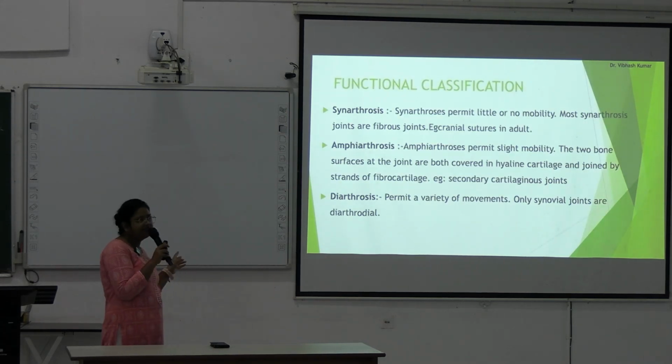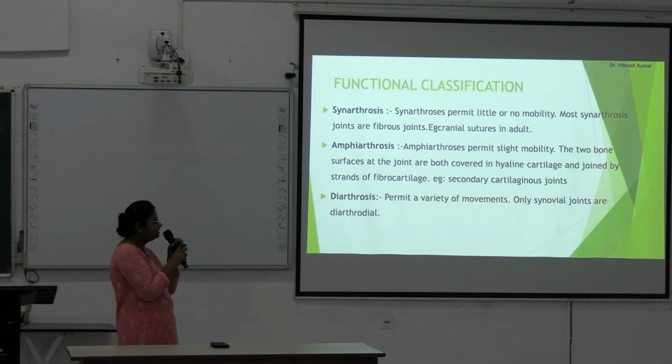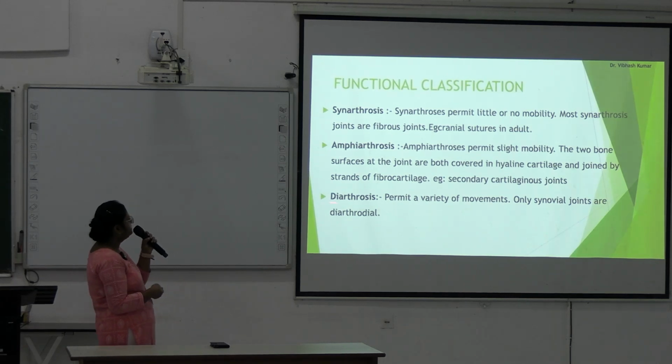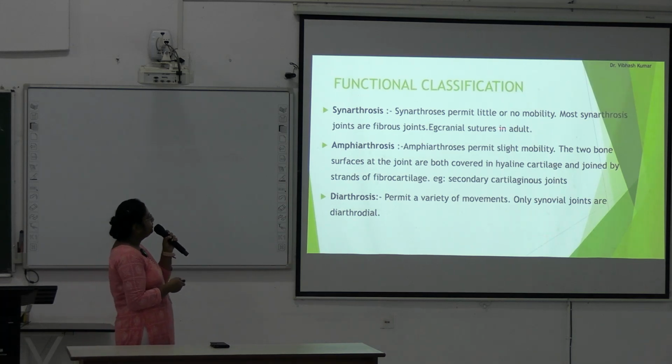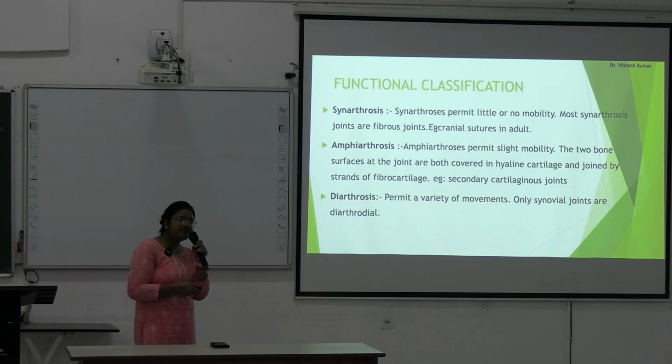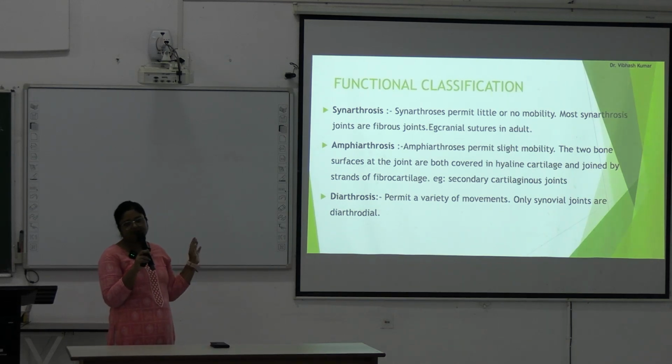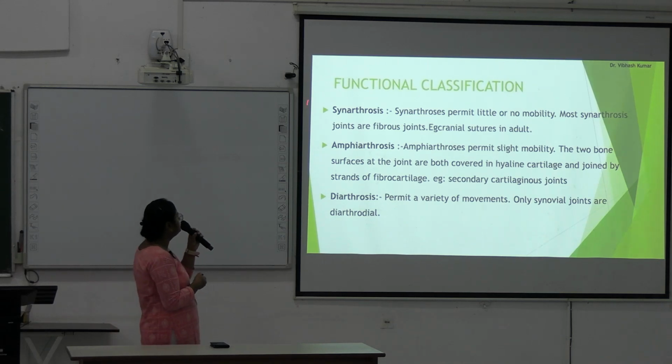Now there is functional classification of the joint. Joints are divided into 3 parts: synarthrosis, amphiarthrosis and diarthrosis. Synarthrosis permit little or no movement, and most synarthrosis joints are fibrous joints. Examples are the cranial sutures in the adult. No movement generally occurs between the bones. So these are examples of synarthrosis.